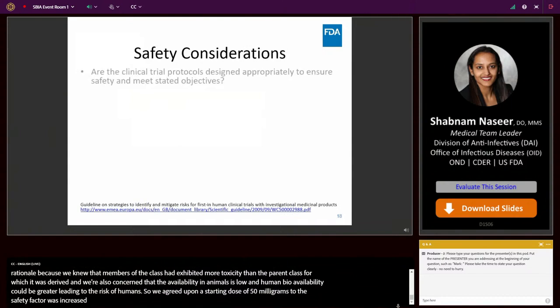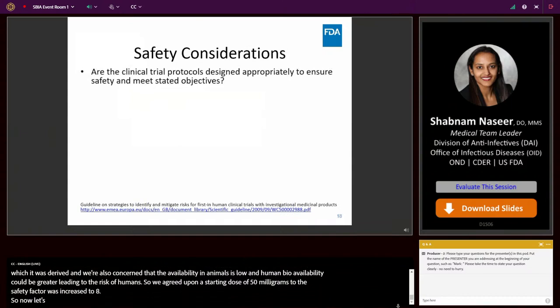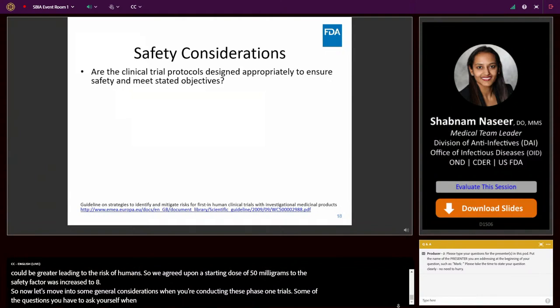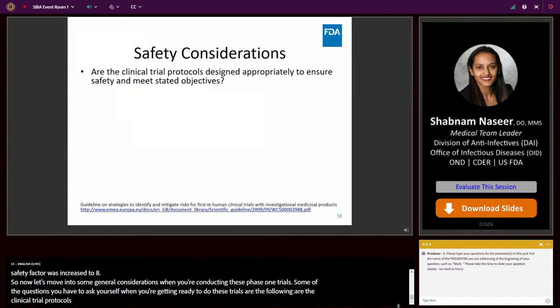So now let's move into some general considerations when you're conducting these phase 1 trials. Some of the questions you have to ask yourself when you're getting ready to do these trials are the following. Are the clinical trial protocols designed appropriately to ensure safety and meet the stated objectives? You have to protect the safety of the subjects in the trial.